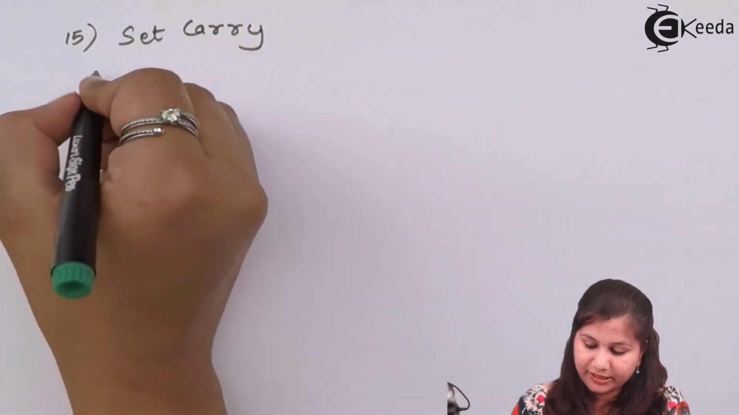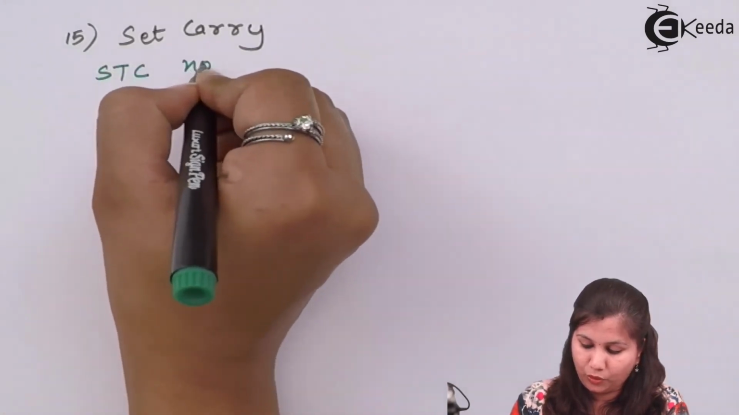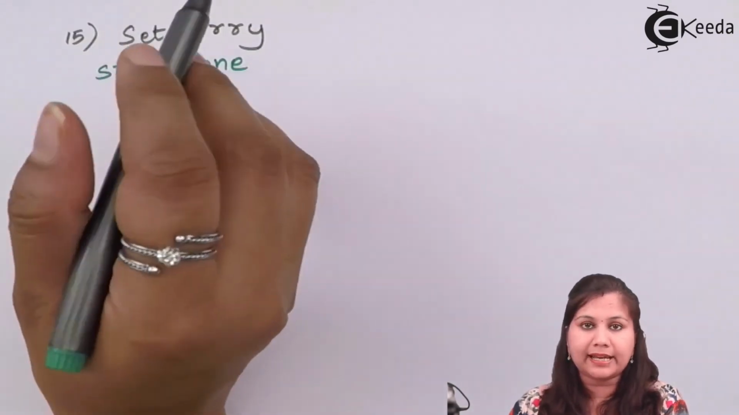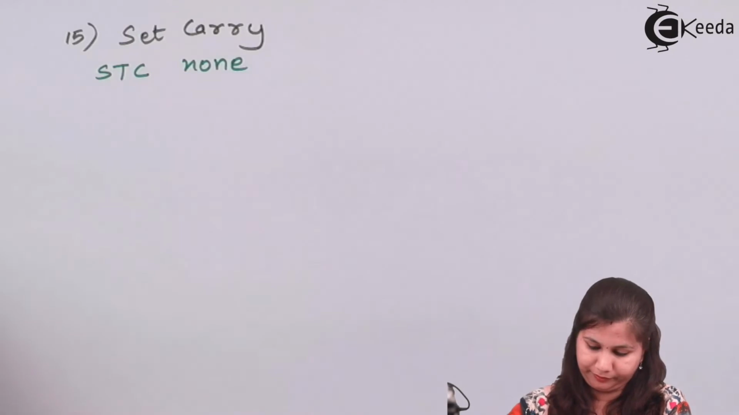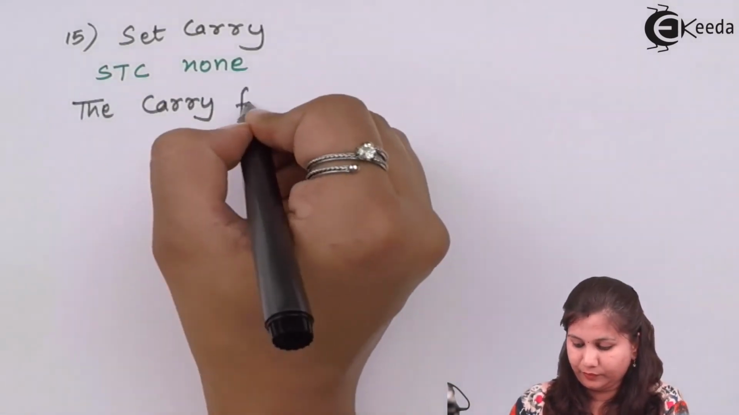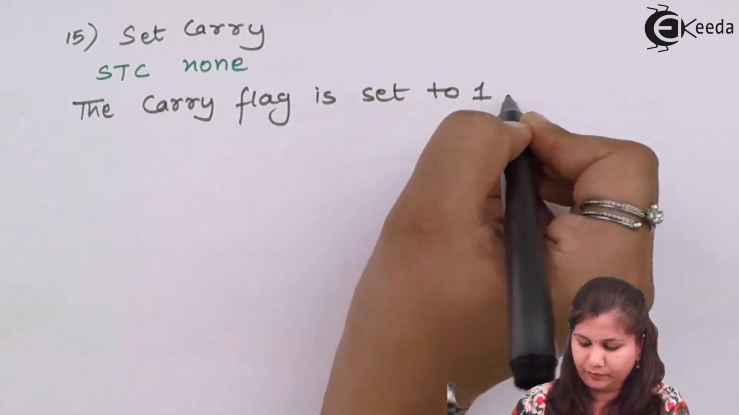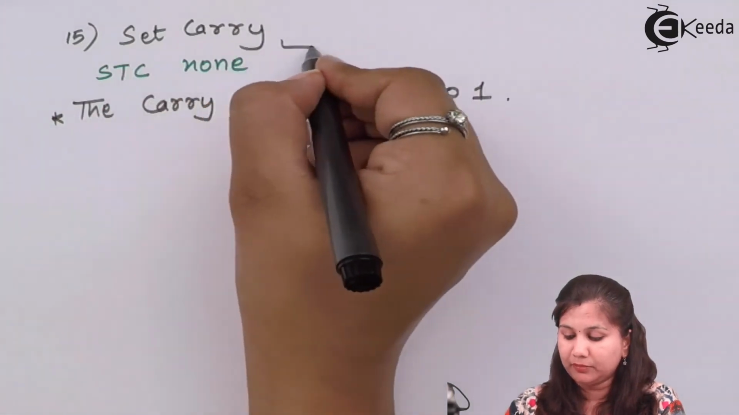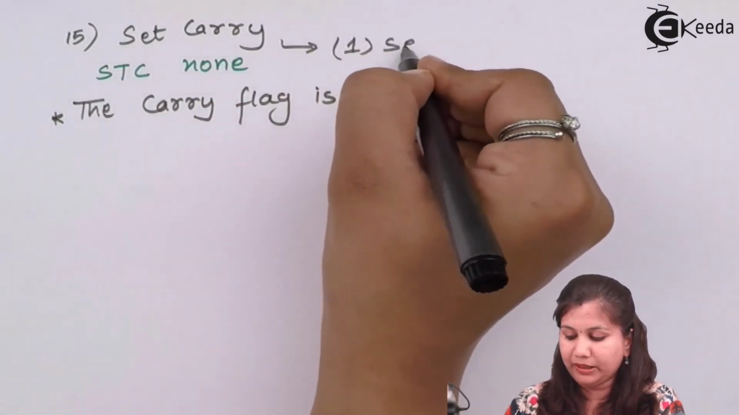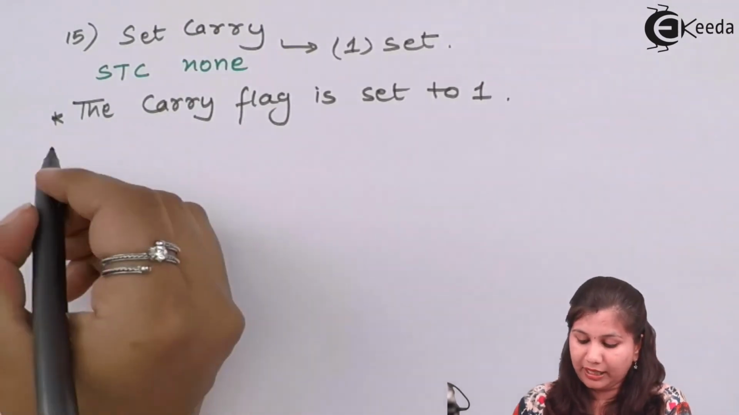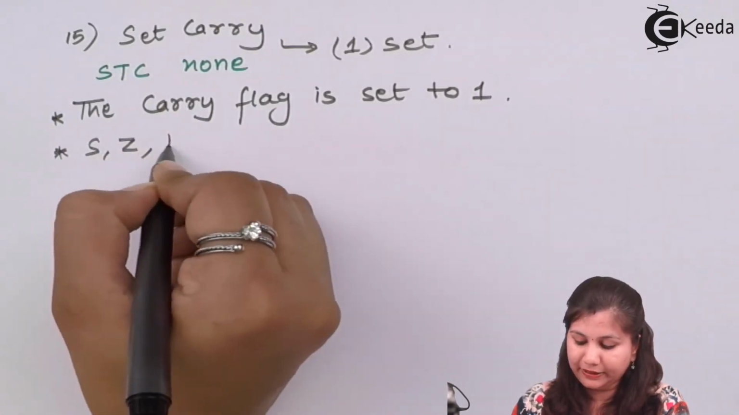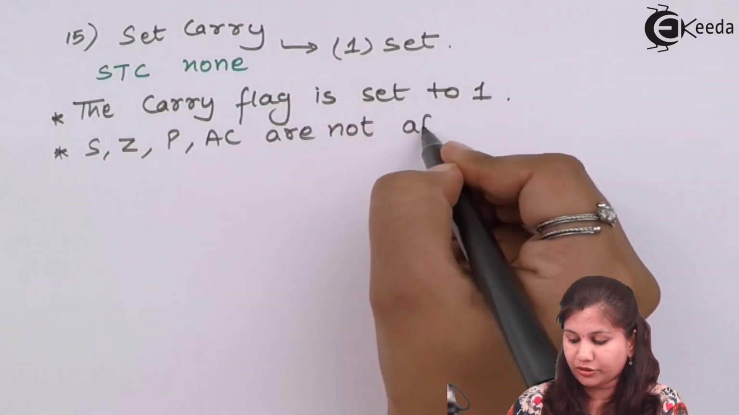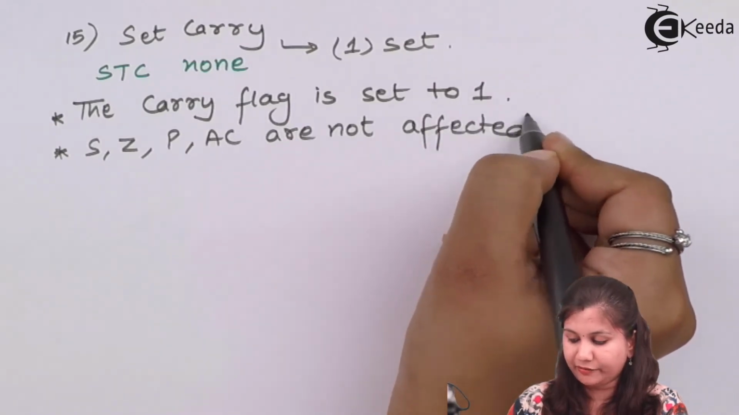Now the mnemonic for this is STC. No operand. Operand is the carry flag. Now this instruction sets the carry flag to 1. So whatever the value of the carry flag, it will now become 1. Means the carry flag will be set. And all the other flags like sign, zero, parity, auxiliary carry are not affected due to this instruction. Only the carry flag is affected.